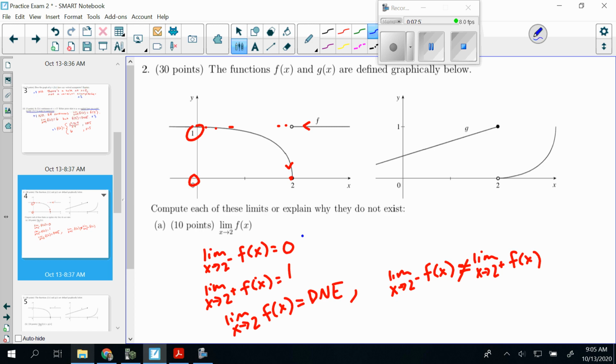On this one, the scoring was 3 points for showing both the left and right hand limit, 2 points for saying it doesn't exist, 2 points for the definition.